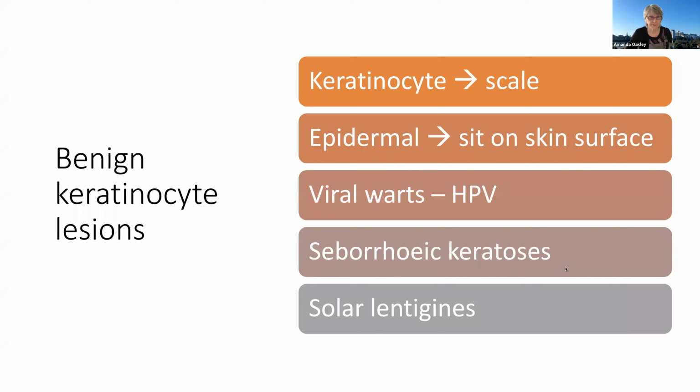Let's now consider keratinocyte lesions, which could be benign or malignant. A keratinocyte produces keratin, which is scaly. It's epidermal, so it's on the skin surface. Benign keratinocyte lesions include viral warts, but more common in adults are seborrheic keratoses, scaly lesions, and solar lentigines, flatter, less scaly lesions, which are harmless.